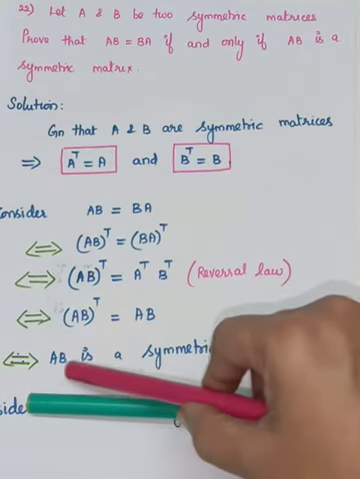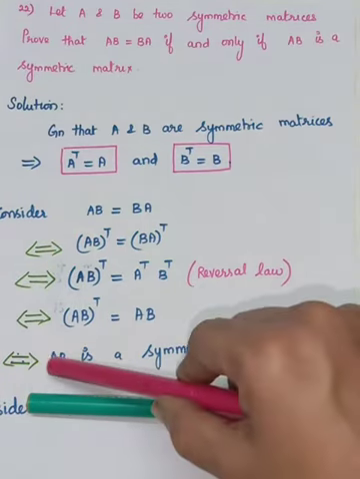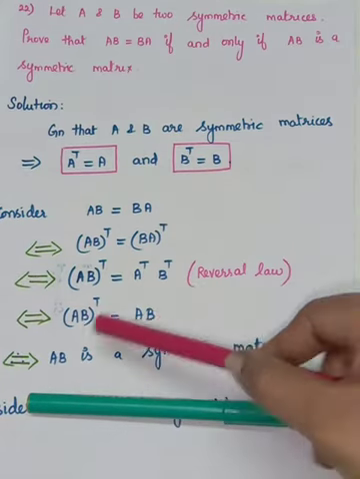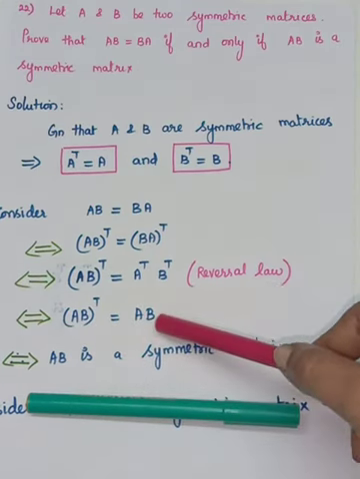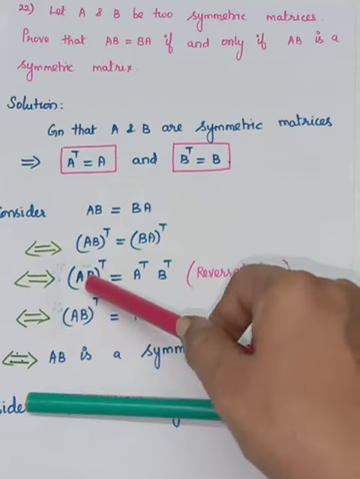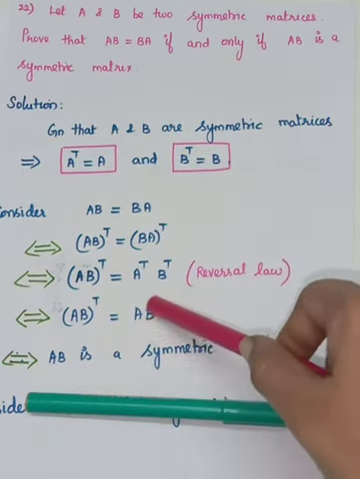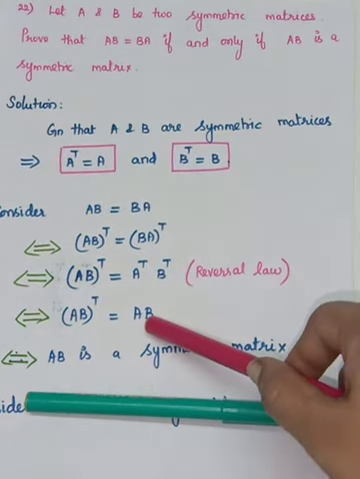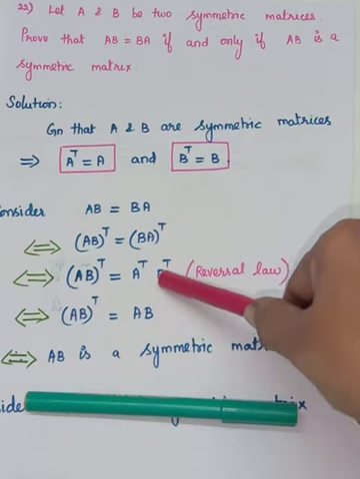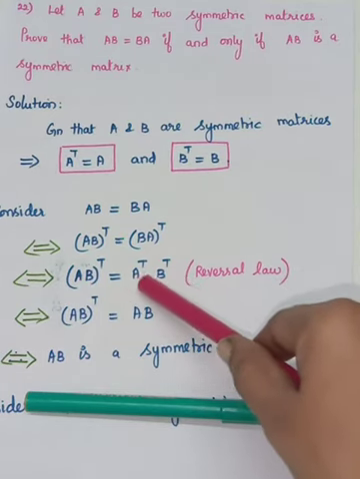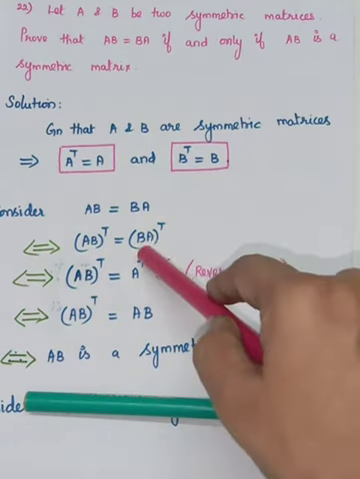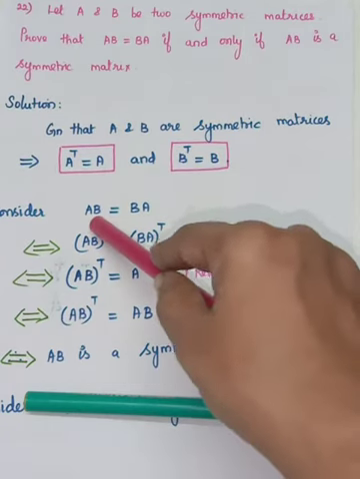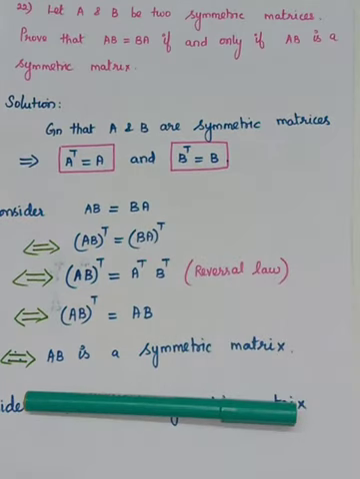So I will take AB is a symmetric matrix. If a matrix is symmetric, its transpose is equal to itself. So AB transpose is equal to AB, which can be written as AB the whole transpose. This can be written as, in the place of A you can write A transpose because this result is given, and in the place of B you can write B transpose. So A transpose and B transpose, using the reversal law, is BA the whole transpose. Both sides have transpose, therefore AB is equal to BA.